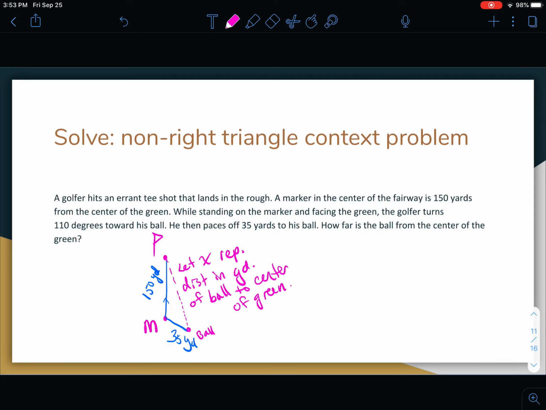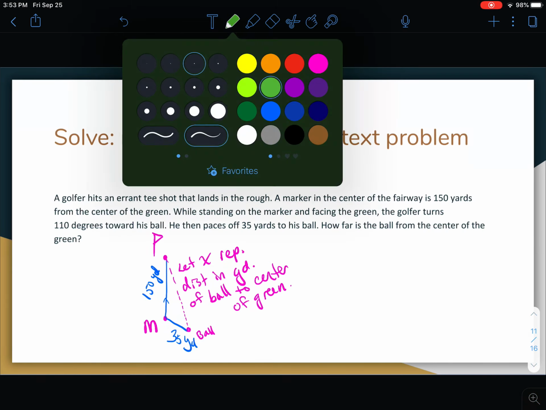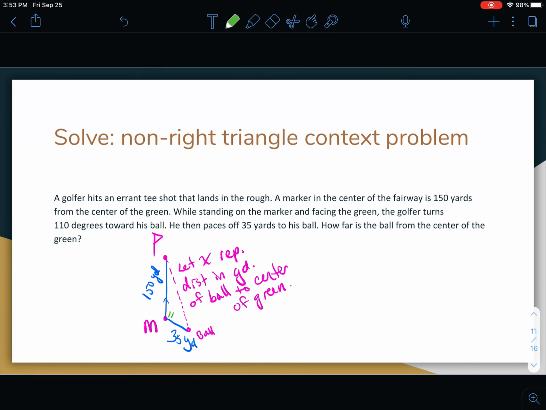Okay, so we look at this problem. We see that we have some given information. Let's go ahead and put in the degrees here. So this is 110 degrees. We have this angle here, we have two sides, and we need to find that third side. The first thing you want to think about is, do you have a right triangle? And we do not. So we're going to have to use one of our other tools. We're dealing with non-right triangles, so we can use law of sines or law of cosines.